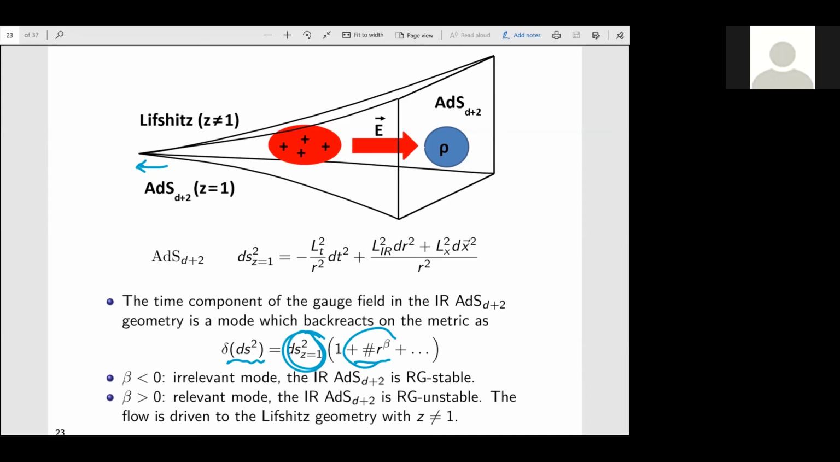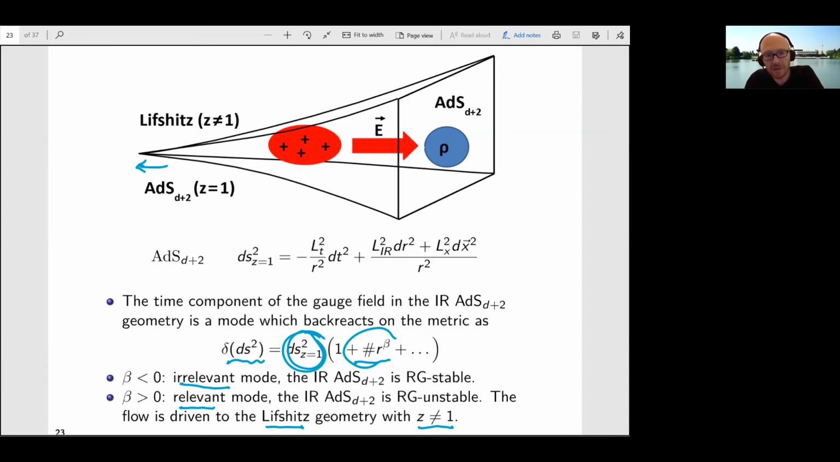Since my IR is r to infinity, if it's negative, then it's an irrelevant mode. This means that this IR AdS geometry is stable. On the other hand, if you're sitting in some part of the parameter space where it is positive, then this is a relevant deformation. It means that this IR AdS2 is RG unstable, and this is not the true ground state of your model. Instead, what you'll find is that the flow is driven to the Lifshitz geometry with z different from 1.